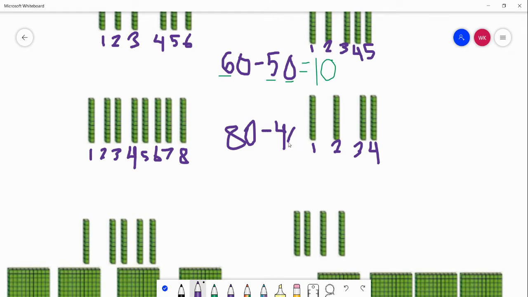So you're going to look in that tens place, and you're going to think, what is 8 minus 4? Well, we know 8 minus 4 is 4, because 4 plus 4 equals 8. So 8 minus 4 equals 4. That's our doubles fact. And then we just need to add our place value in. We need to add our 0 in. So our answer for 80 minus 40 equals 40.